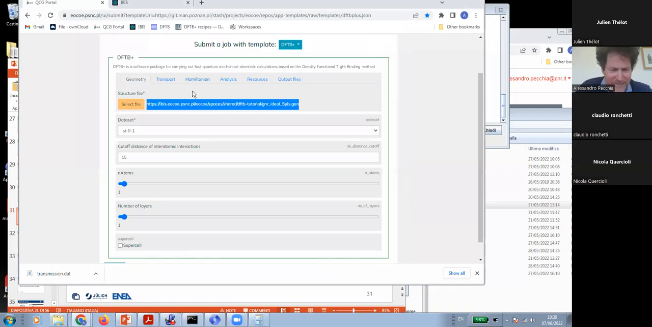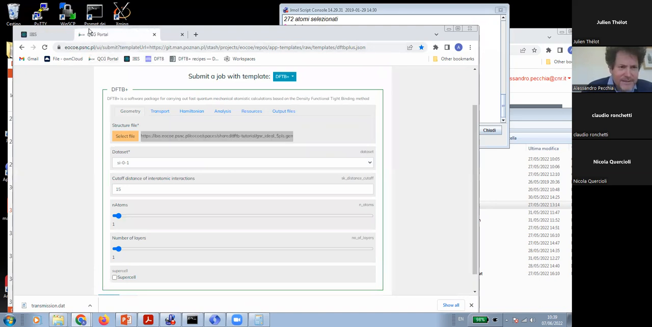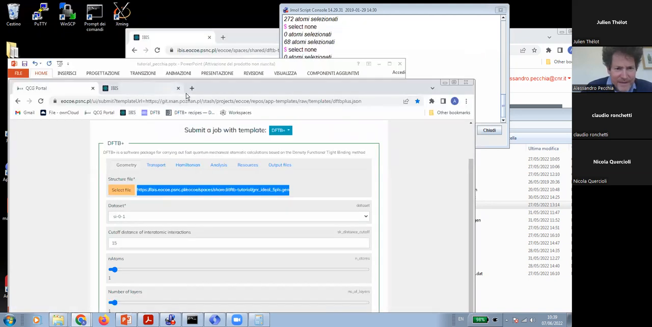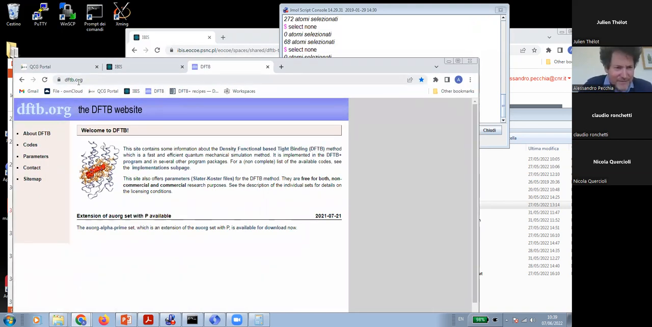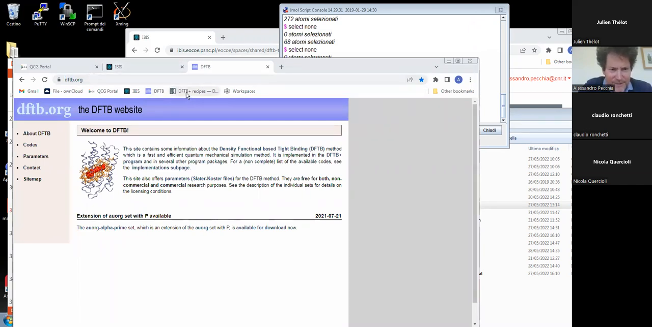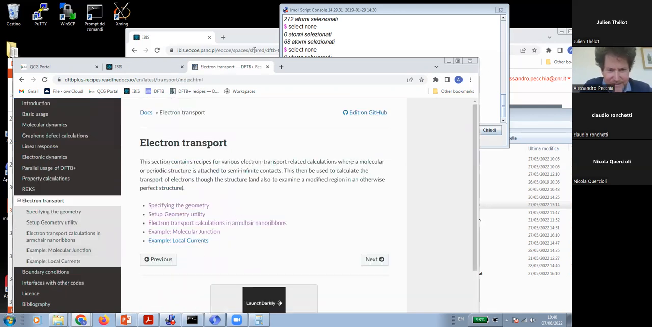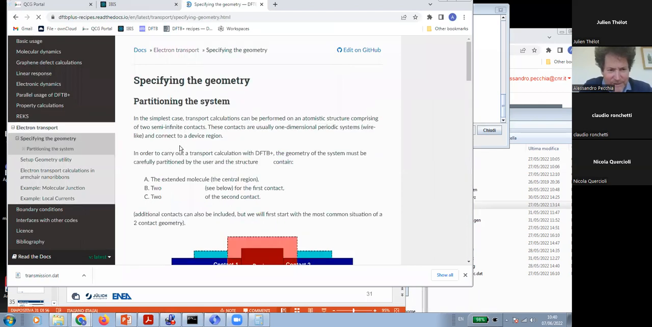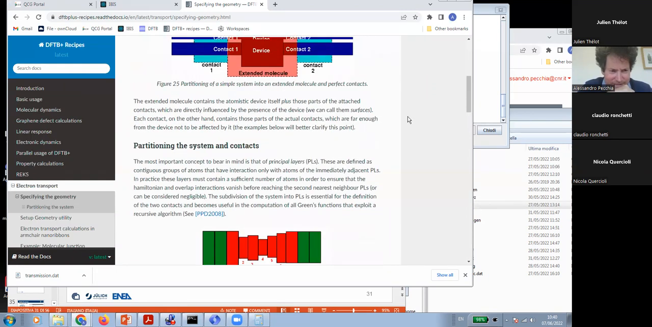You can have a look at the manual around of the DFTB. And by the way, most of this tutorial is taken from this website. Actually, let me go to another, otherwise we miss that. Yeah, first of all, for some background knowledge, if you're interested, there is a web page of the DFTB, which is dftb.org, and this tutorial is extracted from this DFTB Plus recipes, where you have a deep introduction of many capabilities, and I'm taking this electron transport part. So what I'm talking about all the time, I've already introduced, is partitioning and everything that can be read here in great details.